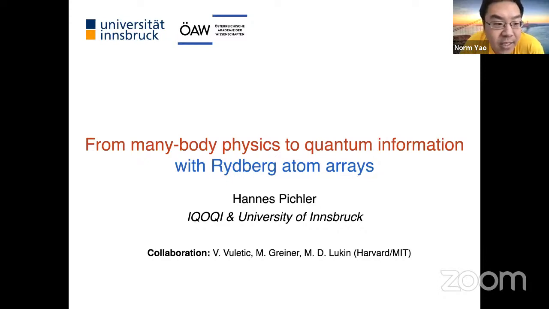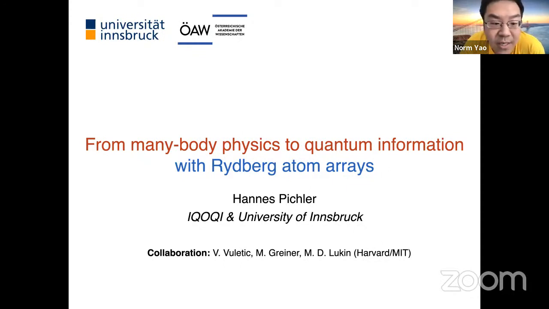After his PhD, Hannes spent time as an ITAMP postdoctoral fellow at Harvard, as well as a Moore postdoctoral fellow at Caltech. In a true return to his roots, since last year, Hannes has established his own group as a professor at the University of Innsbruck and as a junior group leader at the Institute for Quantum Optics and Quantum Information within the Austrian Academy of Sciences.